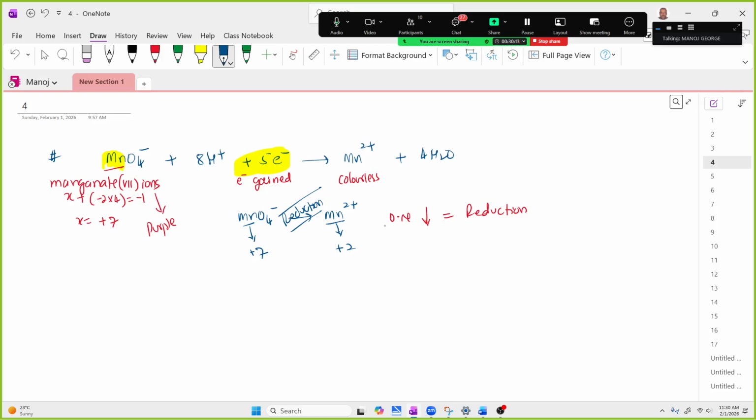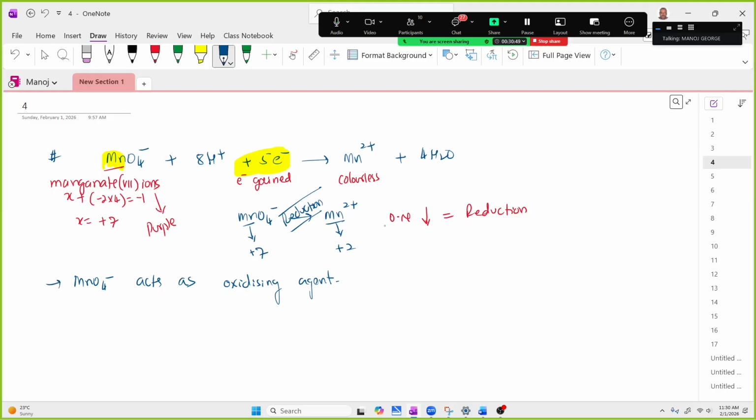So this is MnO4 negative getting reduced to Mn2 plus. It's a reduction equation. In this case, I'm sure you understand that MnO4 negative, because it is getting reduced, acts as an oxidizing agent. You should know that it's one of the powerful oxidizing agents. We have used this for oxidation of alcohols, oxidation of alkenes, and oxidation of ethanedioic acid. So it's a very powerful oxidizing agent.